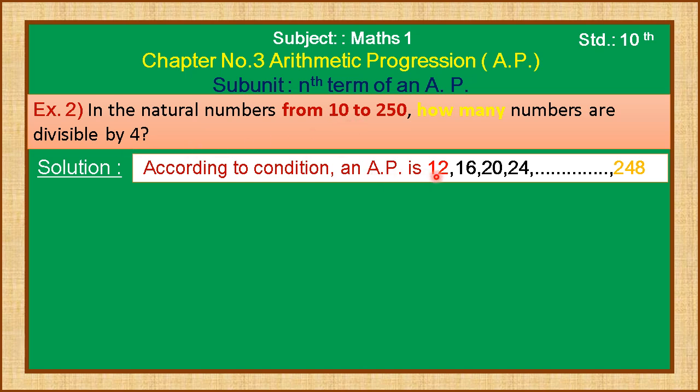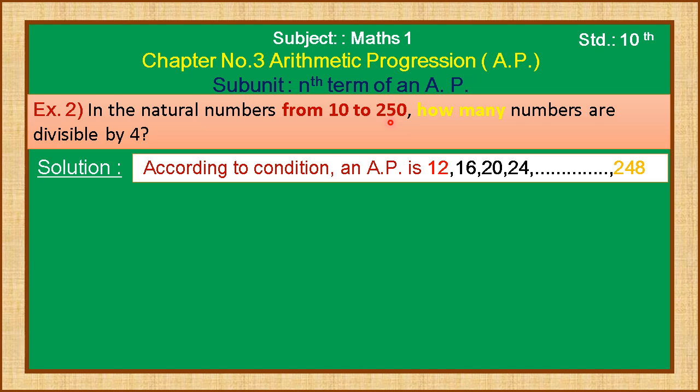So the first term of the AP is 12. The next term is 16, which is divisible by 4. 20 is divisible by 4, and the next term, 24, is divisible by 4. So the numbers are from 10 to 250. The number 250 is not divisible by 4.